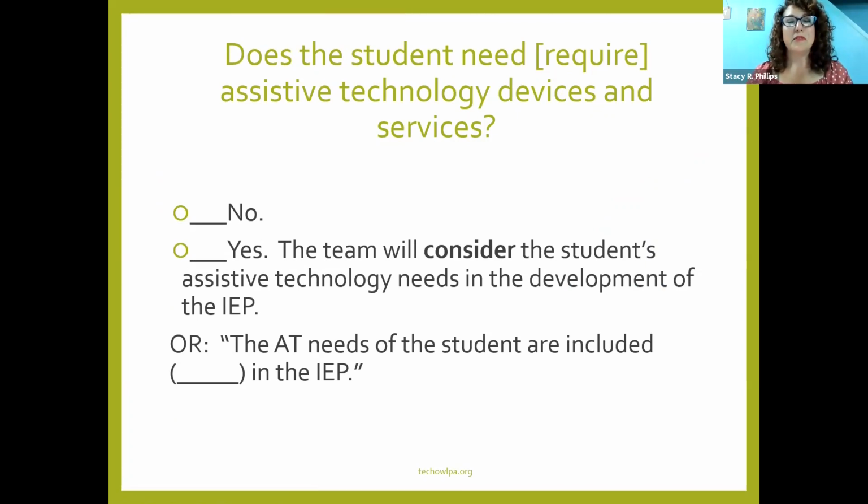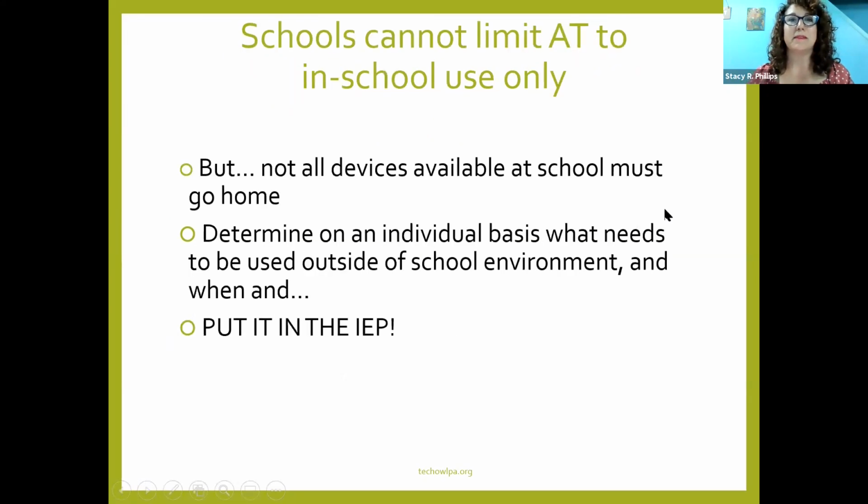Okay, moving on. So I think I already went over this. It just says, does the student need assistive technology services and devices? They're checking yes or no. And if they're checking yes, then that needs to be considered and what tools they're going to be using. Schools cannot limit AT to in-school use. But that being said, not all devices that are available at school must go home. So it really needs to be a conversation of, do they need to go home? It is an individual basis.